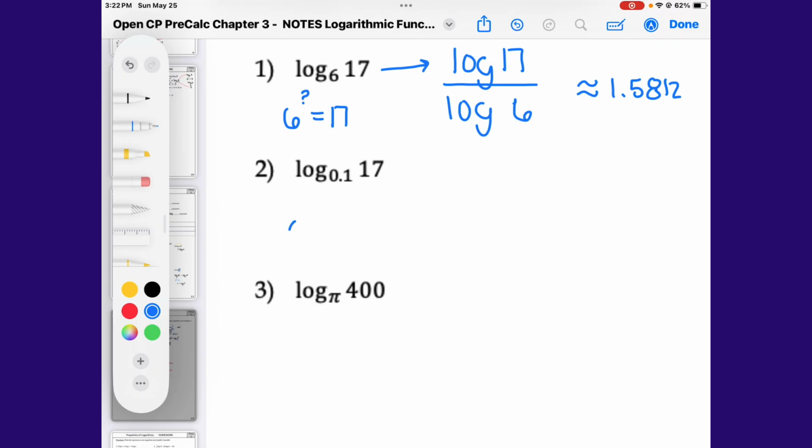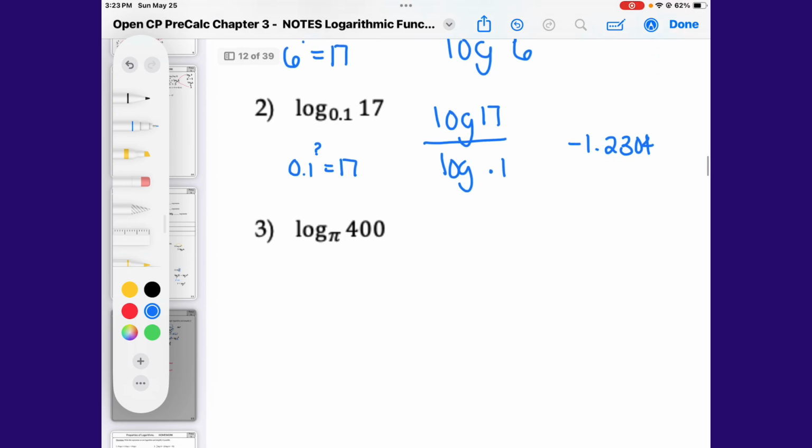All right, so this one's asking us 0.1 raised to what power is equal to 17. If I just wanted to write it in change base, it'd be log base 10 of 17 over log base 10 of 0.1. And again, you should be checking in your calculator and making sure that you can find these buttons and do these things, not just writing down the answer.